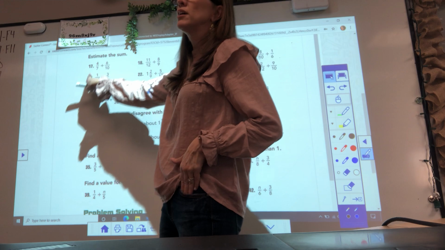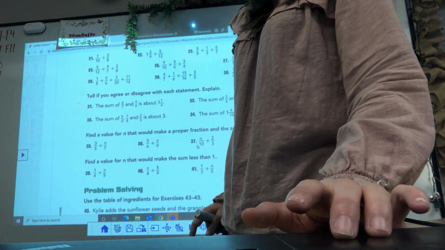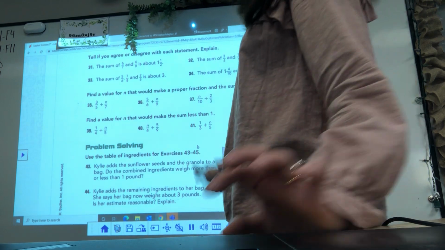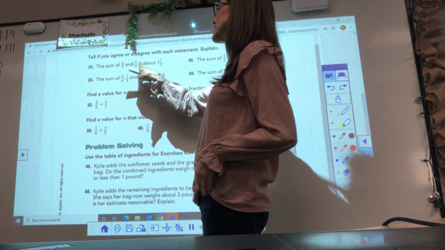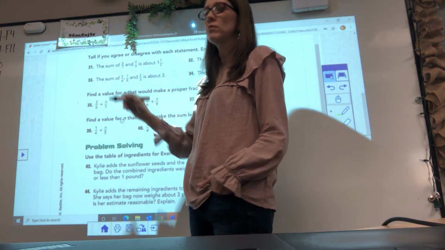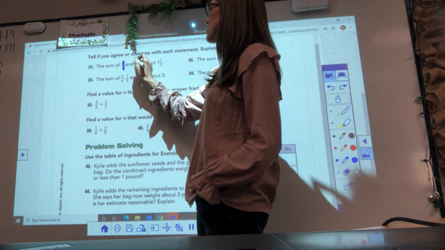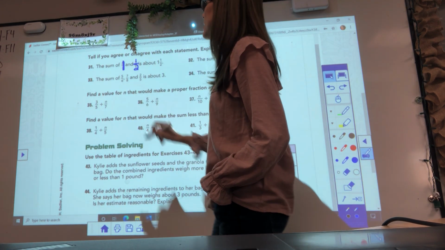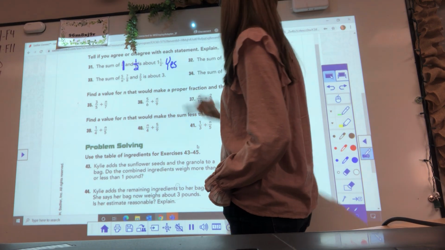Estimate the sum. You guys won't have any problem with that, but look at this one. This says, tell if you agree or disagree with this statement. The sum of 6/7 and 4/9 is about 1.5. Well, what is 6/7? That's about 1 whole. 4/9 is about? So do we agree? Yes, we agree. Yay. Right?